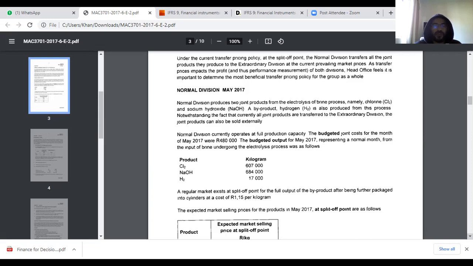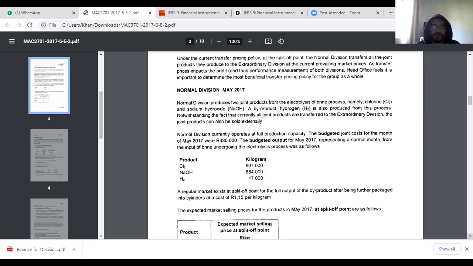Remember, we're going to split the joint costs only to the joint products. Now the joint cost is currently 480, but remember we must reduce the joint costs by the net sales of the byproduct. Okay, so just take note. So a regular market exists at split-off point for the full output of the byproduct after being further packaged into cylinders at a cost of 115 Rand per kilogram. Okay, so that's important.